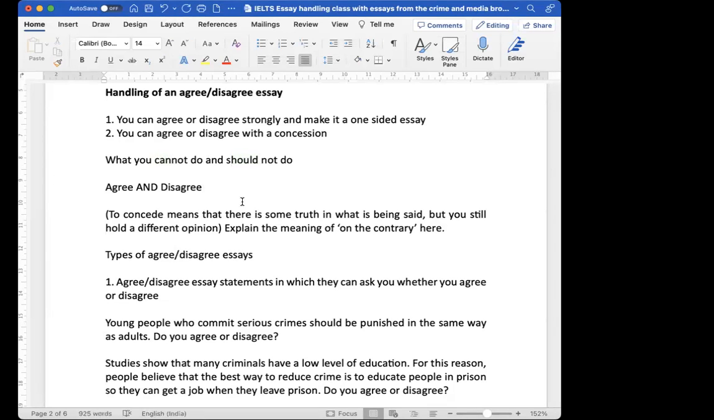If you don't have enough points to discuss the essay, then it means you cannot do it, and shouldn't do it. It means you cannot elaborate it positively or effectively.